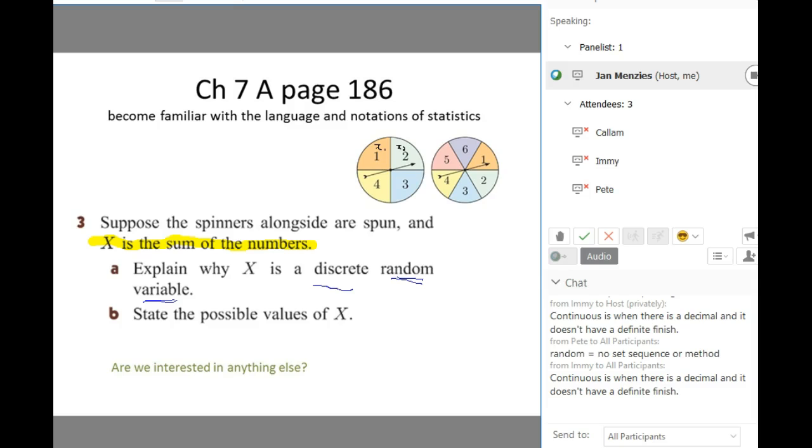Now, you don't have to do the whole explanation, but what are your first thoughts? Callum, do you mind? What are your first thoughts? Do you think it's discrete or not? All right, Callum. So we're just looking at this situation with the two spinners. Each spinner is spun and we add up the numbers and we define the variable x as the sum of the numbers. Is it a discrete random variable and why?